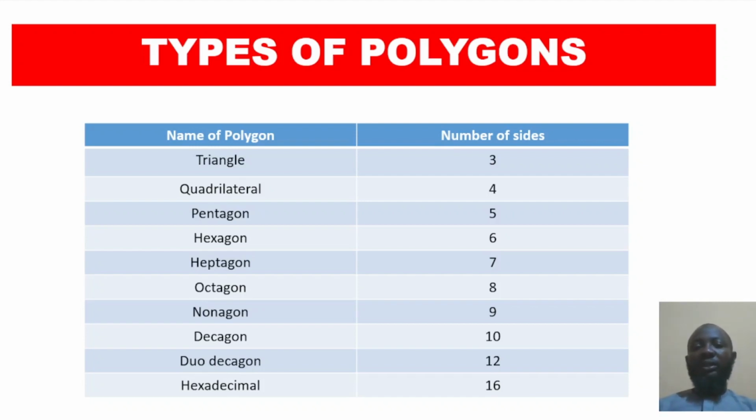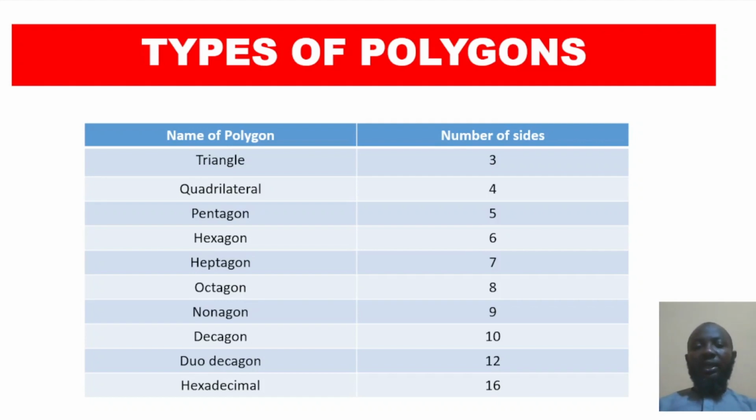So hexagon is a plane shape with six sides, from the word hexa. So hexa there means six. So that's six sides. Then heptagon. Heptagon means a polygon or a flat shape, a plane shape with 7 sides.